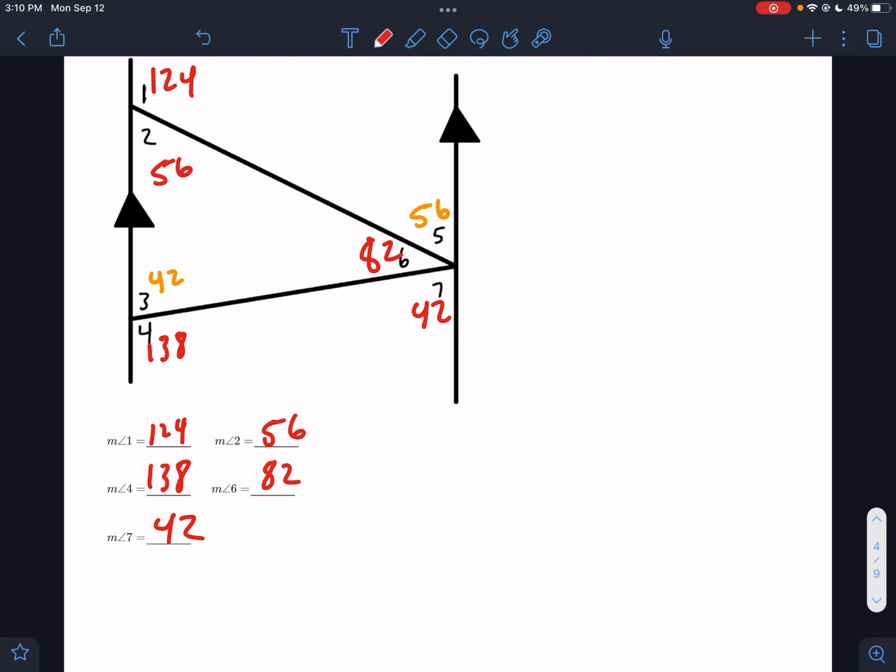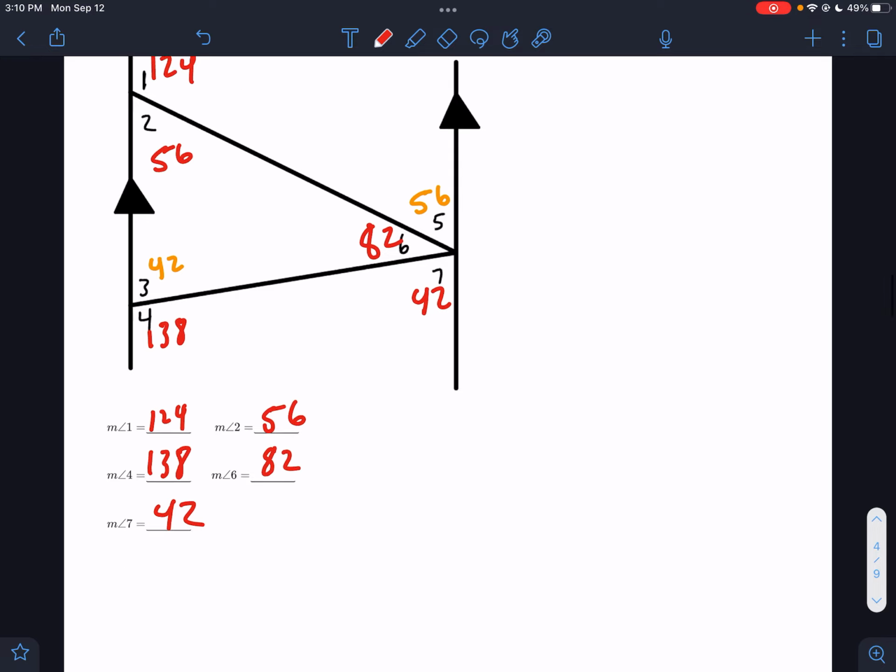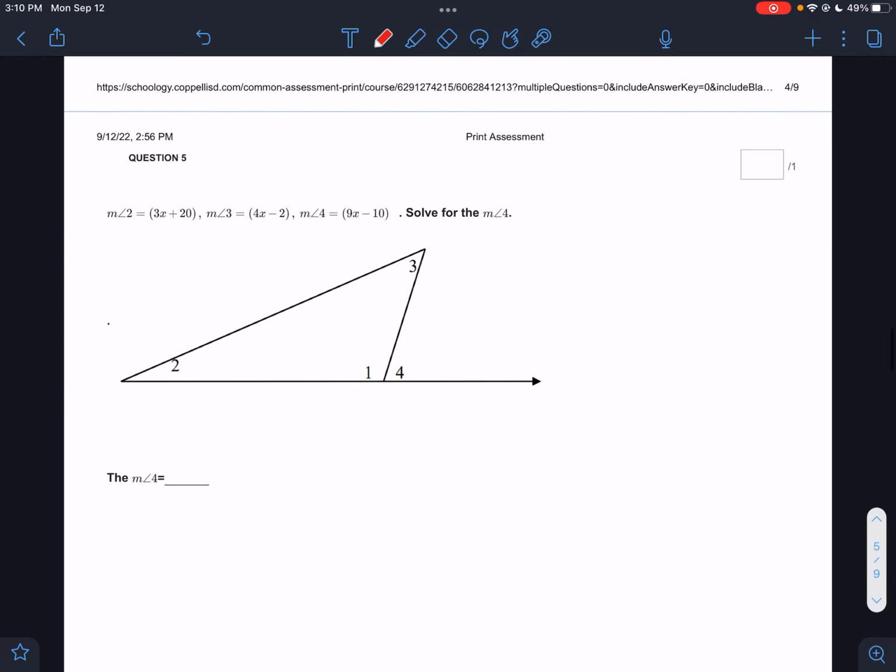Looking great. Let me check my work. Yep, I like it.